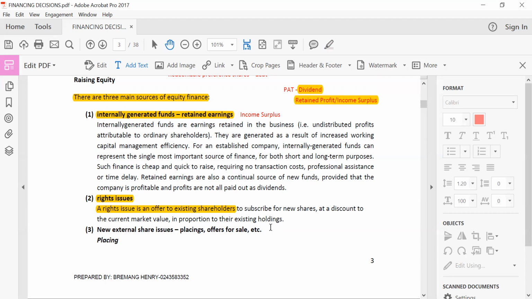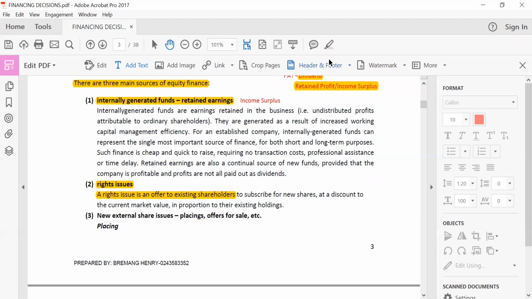So we have talked about equity as a form of long-term finance, and the subgroups under that source of funds. Internally generated funds as retained earnings. Second one, rights issue. The last bit, new external share issues. That is placings, offers for sale.